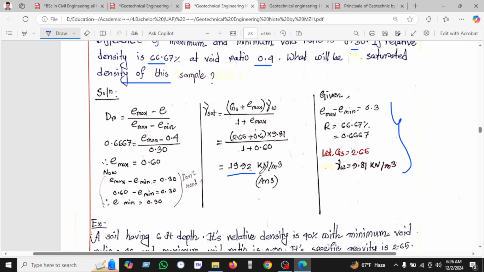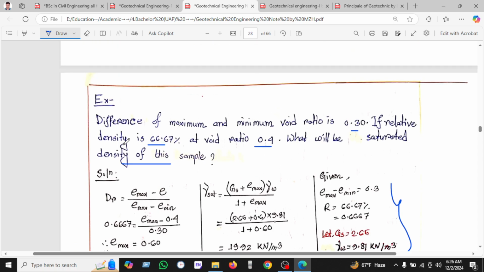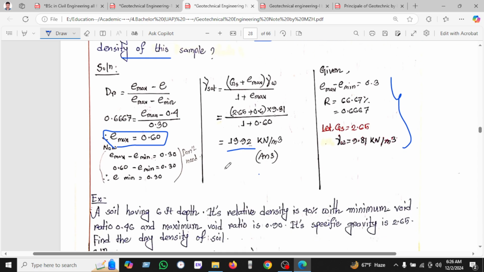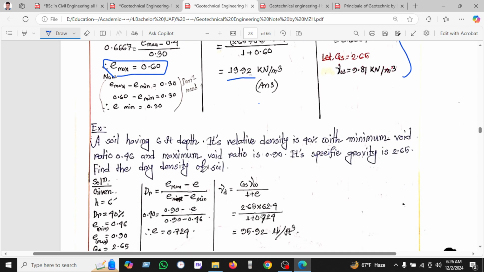Okay, this is from the relative density, so you have to memorize that. From calculating relative density, we found the void ratio, and then putting this void ratio value in, we found the saturated unit weight. Okay, so let's see another example.